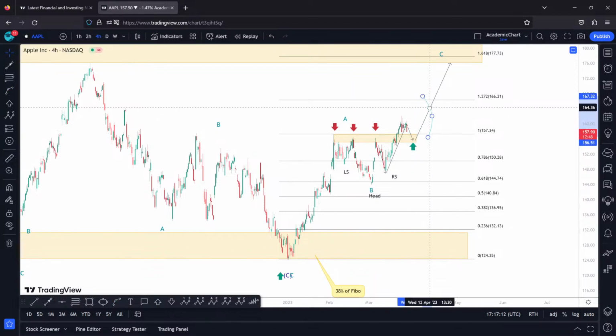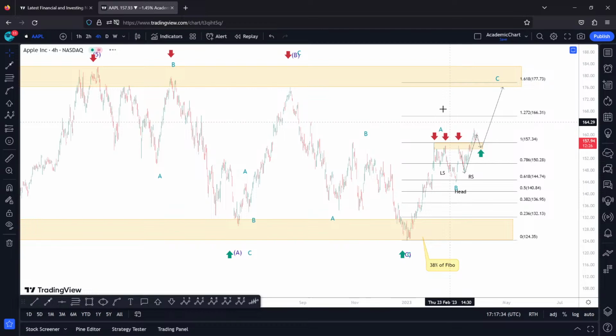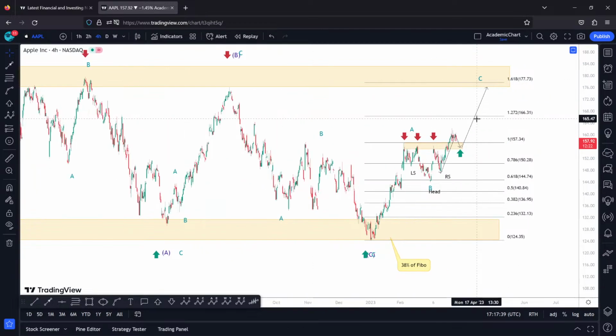So now it is closer to the first target, 127. So this is the target of this inverted head and shoulder. But it is also possible that it continues its bullish momentum to the top, to 161 percent, which is the highest historical zone. And of course, this is the start point of that. It might even continue.